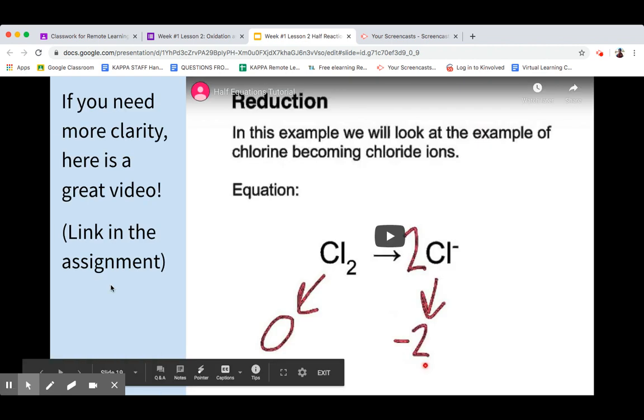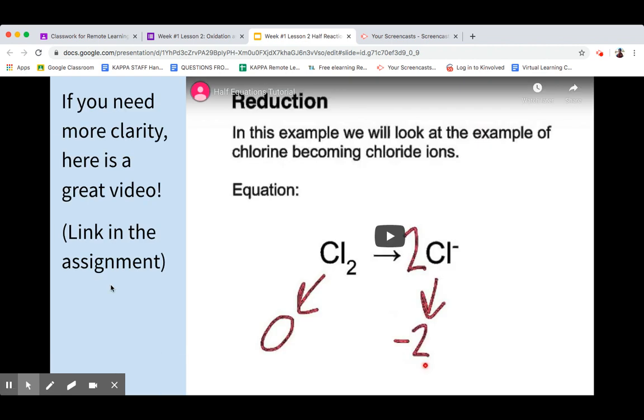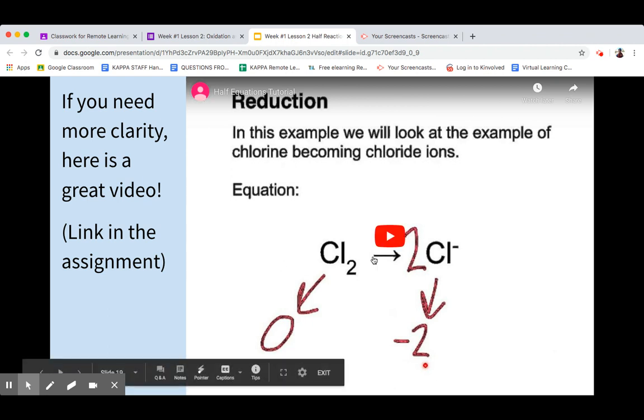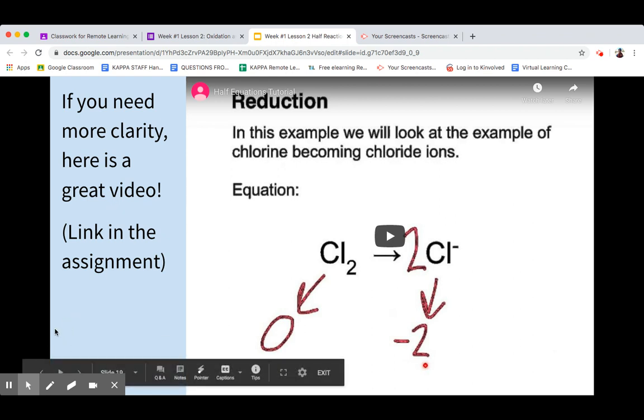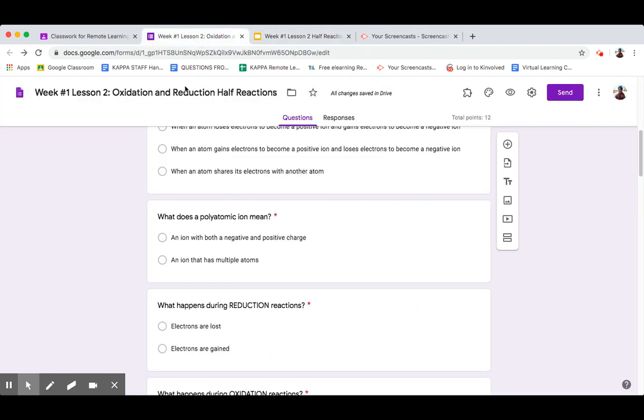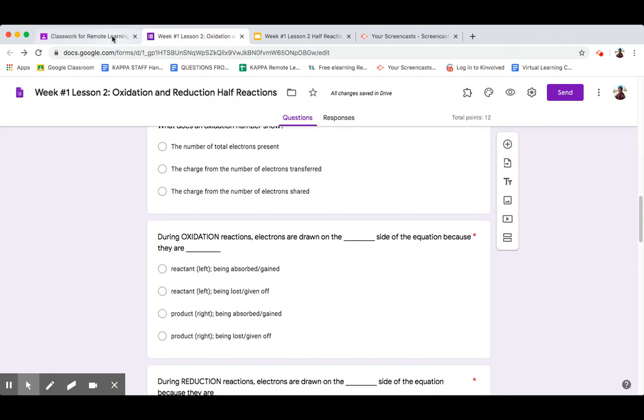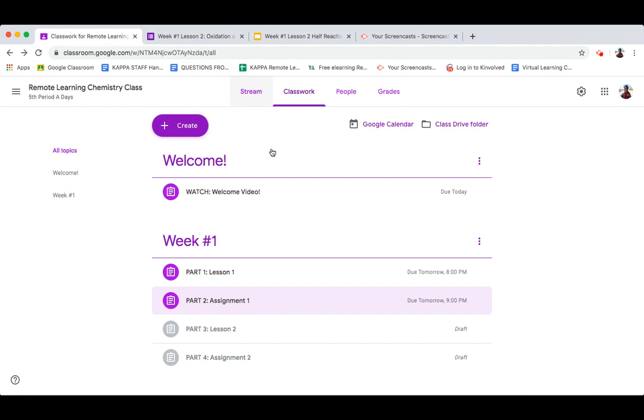Okay, if you need more practice on half reactions, I'm going to link this video in the assignment. This goes through the steps on writing half reactions, and it's super clear. It's a really great video. Other than that, the next thing you're going to do after watching this lesson and finishing your check for understanding questions is you're going to go to our class page and you're going to go to assignment 2.